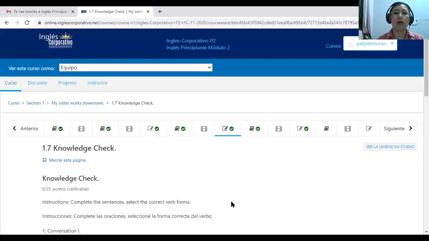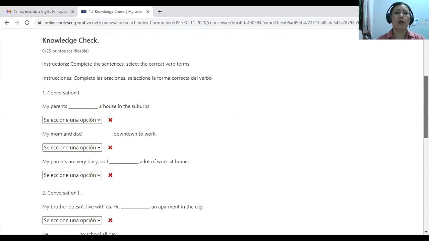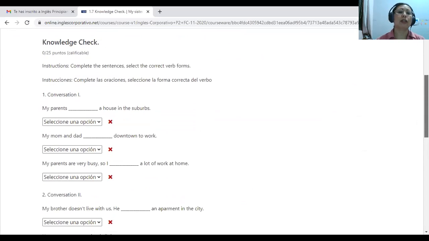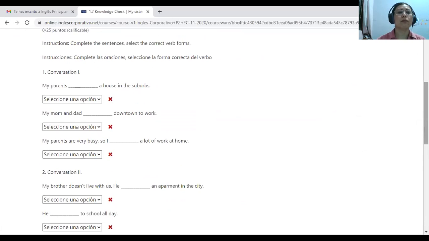But basically, I want you to answer. But vamos a contestar el 1.7 knowledge check, okay? Again, it's very similar. Es bien similar. It says complete the sentences and select the correct form of the verb. My parents have or has? Have. Because they are they, ¿verdad?